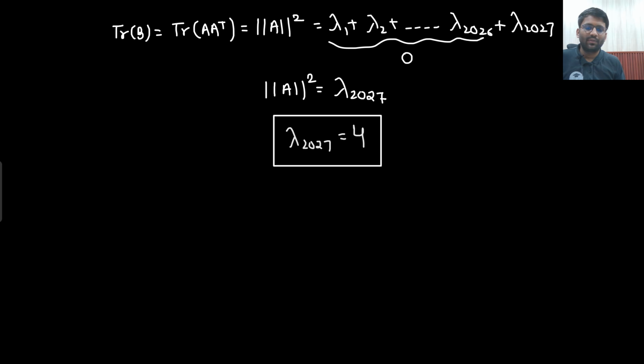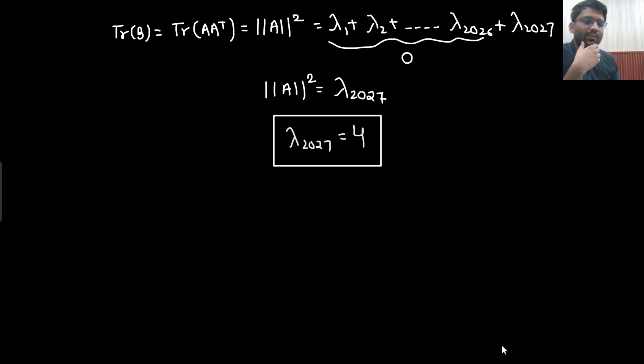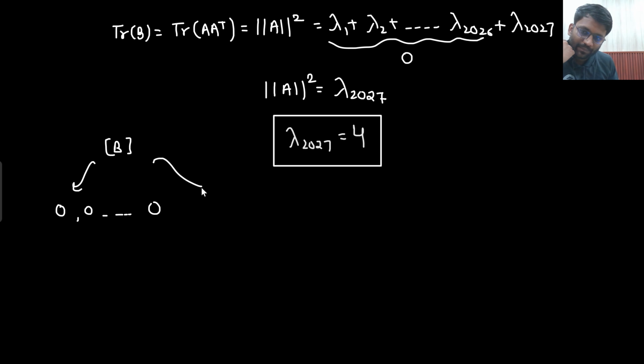There you go. So which options are correct? Is it diagonalizable? We will check that. Rank of B is 1. Yes, the only non-zero eigenvalue is 4. So what eigenvalues are we having for matrix B? 0, 0, and 0 and 4. So this will give you one independent eigenvector.